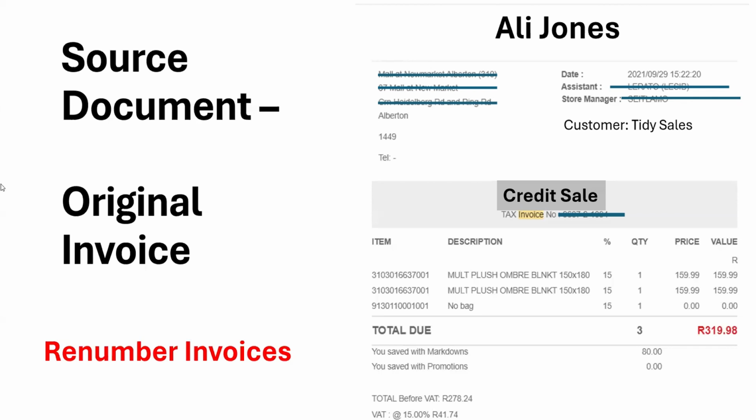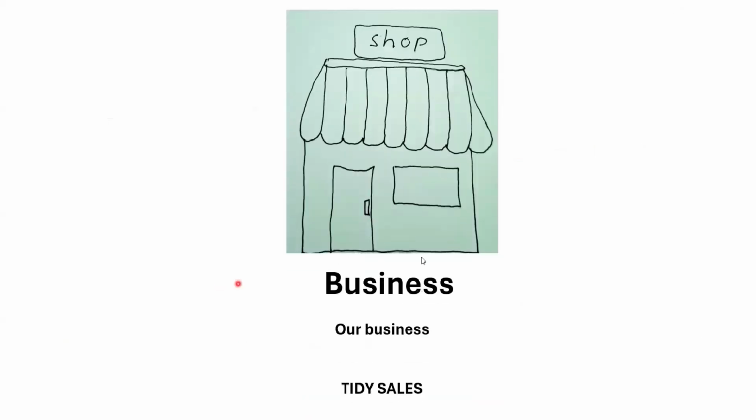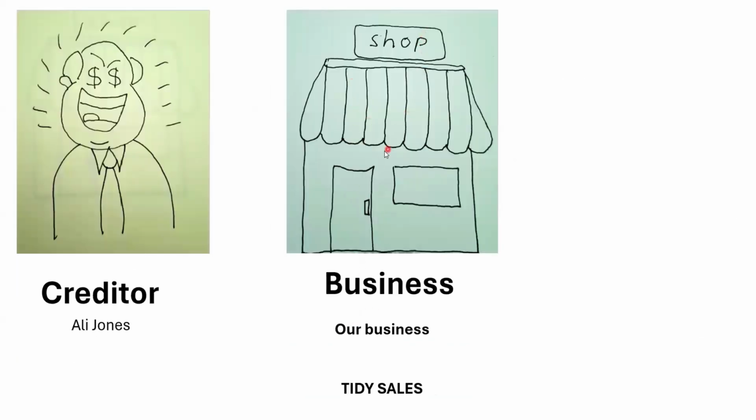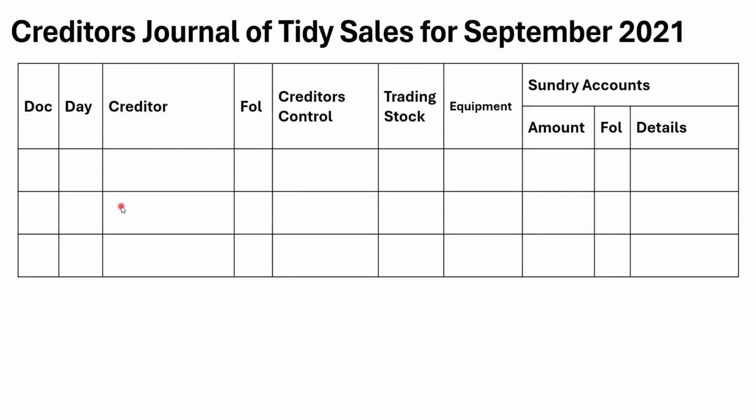All right, so we're going to use this invoice as my example. So we are Tidy Sales. We are buying from a creditor, Ali Jones, and we're going to buy trading stock of $319.98. So our business is Tidy Sales and our creditor is Ali Jones, and we are buying trading stock from Ali Jones. So all invoices are recorded in a creditor's journal. A creditor's journal is used to record credit purchases.